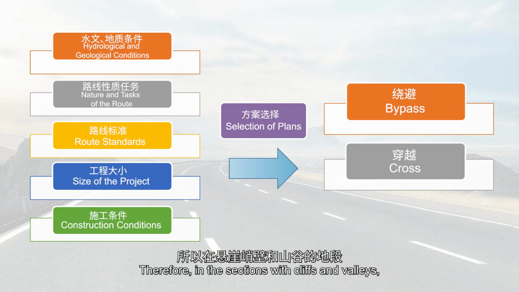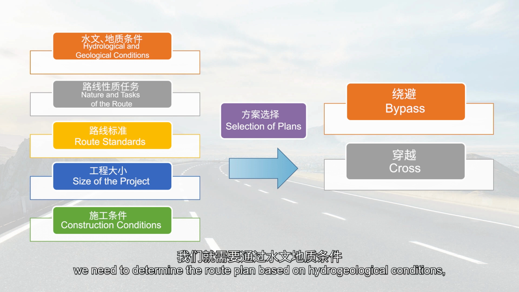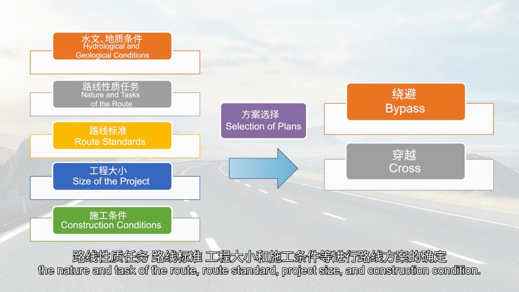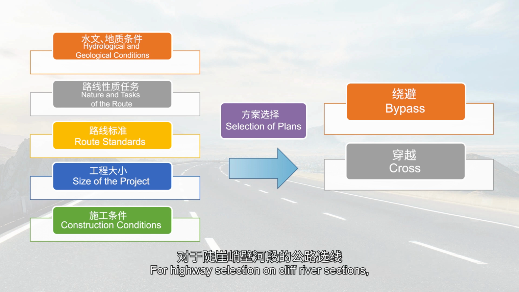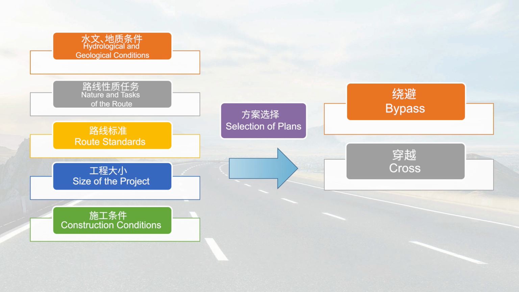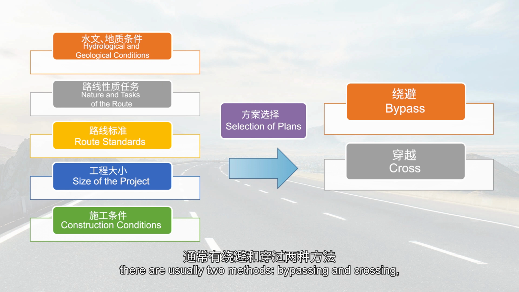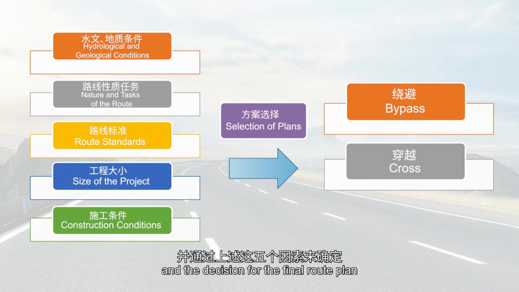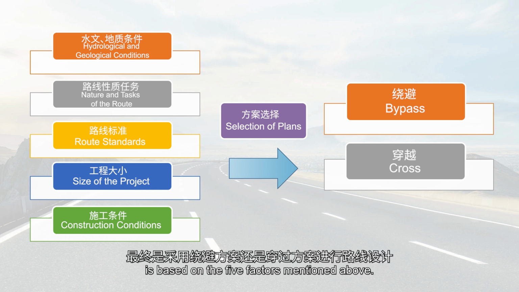Therefore, in the sections with cliffs and valleys, we need to determine the route plan based on hydrogeological conditions, the nature and task of the route standard, project size, and construction condition. For highway selection on cliff river sections, there are usually two methods: bypassing and crossing, and the decision for the final route plan is based on the 5 factors mentioned above.